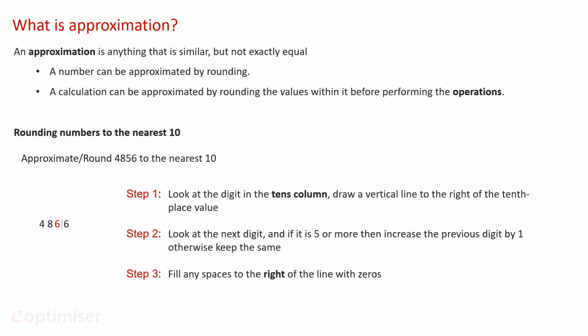Now you have to change all the numbers on the right of that line to 0. So you make the 6 in the unit column 0. So this number, 4860, is the nearest 10. If you want to buy some tiles to the nearest 10 for 4856 square foot or something, then you need to round that to 4860. If you want to round to the nearest 10, that is equal to 4860.